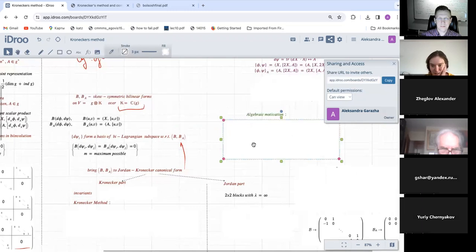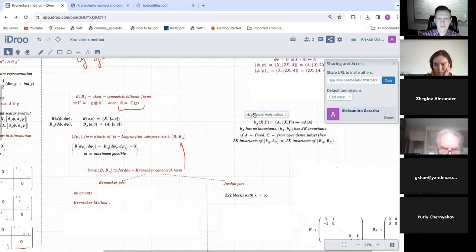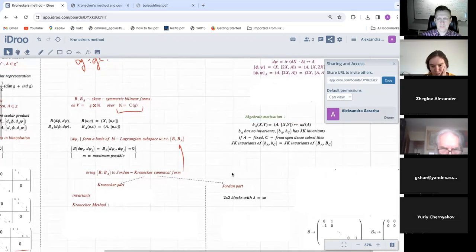So here I had written some algebraic motivation, but maybe I'll just skip it. I wanted to explain why the problem of finding the canonical form of these two skew-symmetric bilinear forms is interesting. And the answer is that if we have some Lie algebra, we can consider skew-symmetric bilinear forms that are defined on this Lie algebra.